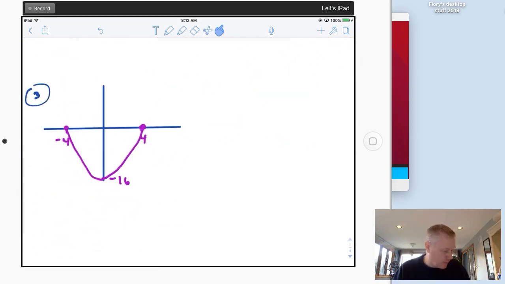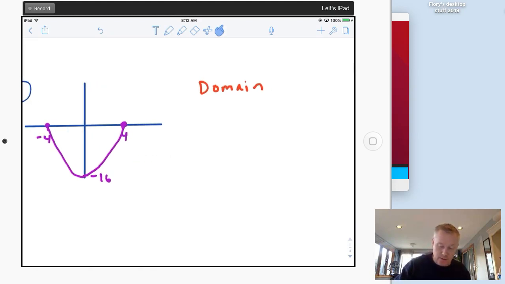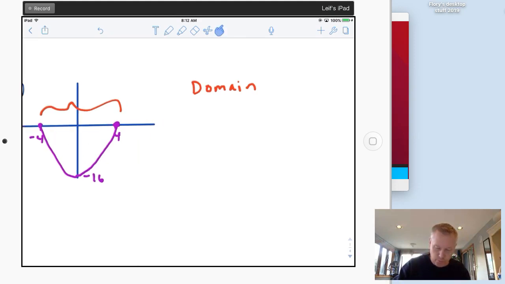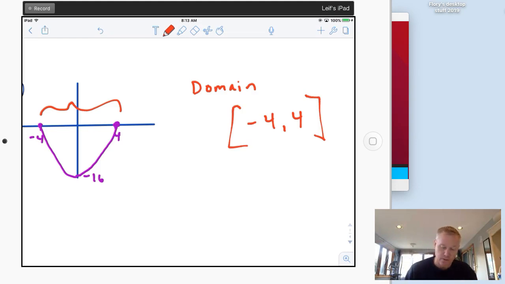Number 3, this one. Both are going to be limited. The domain is the x values, so domain goes from here to here along the x-axis, which means it's between negative 4 and 4. And both are included. You can see that there are points there on those two values, x and negative x, and they're closed dots. If they were open dots, then it wouldn't be included. All right, so that's the domain.